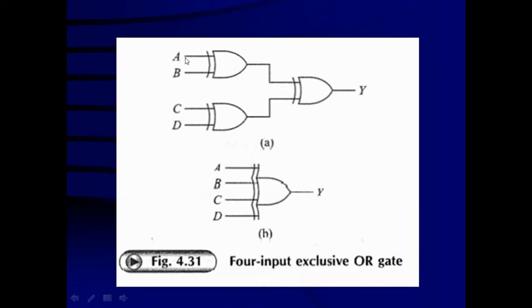Next condition, A is equal to 0, B is equal to 0, C is equal to 0, but D is equal to 1. Again, A and B are 0, 0, so the output of this gate is going to be 0. Here, C is equal to 0 but D is equal to 1, so these are different inputs, so the output is going to be 1. So for this final exclusive OR gate, the 0, 1 condition at the input means the output is going to be high.